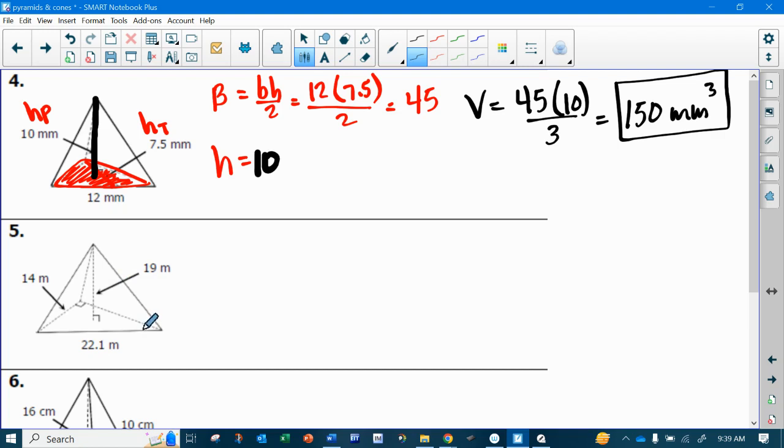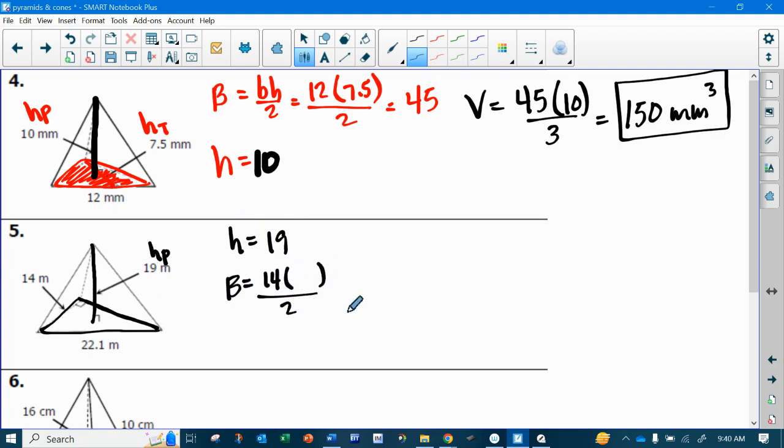On number 5, our base is a right triangle. To find the area of a right triangle, I need to know both legs. I know this leg is 14, so I need to do Pythagorean theorem to find that leg. This is the height of our pyramid, so we know that is 19. I need to find the area of this triangle. So it's going to be 14 times the other leg divided by 2.